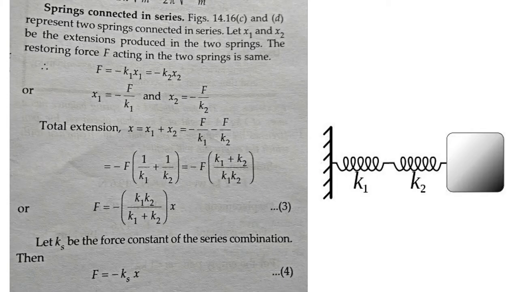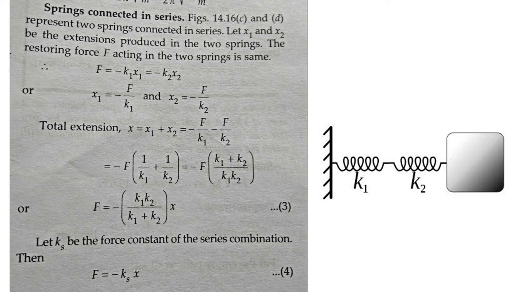Okay. And next we will discuss, if the springs are connected in series, how to find the expression. Okay, so here on the right hand side you can see two springs having spring constants k1 and k2 connected to a mass. So they are connected in series. This type of combination is known as series combination. So let x1 and x2 be the extension produced on each spring.